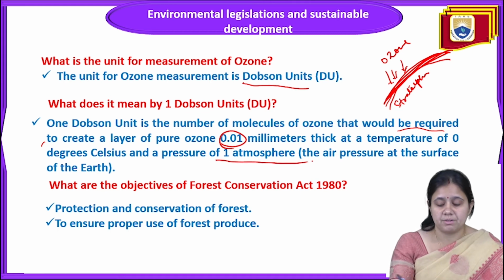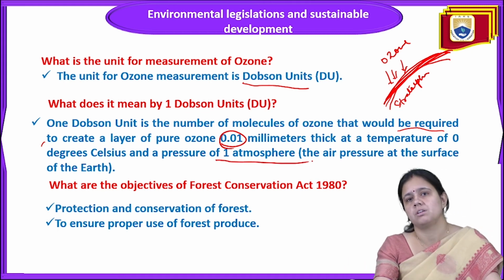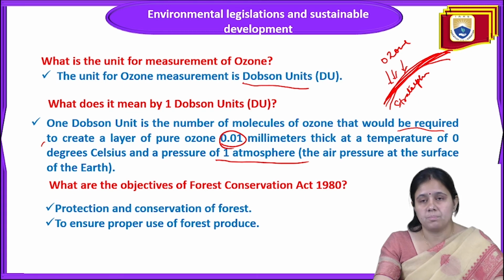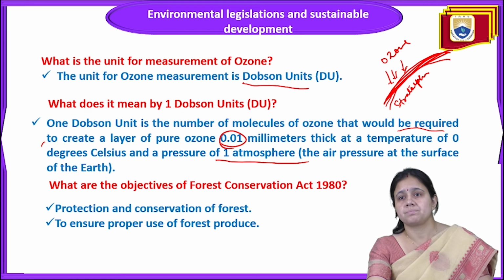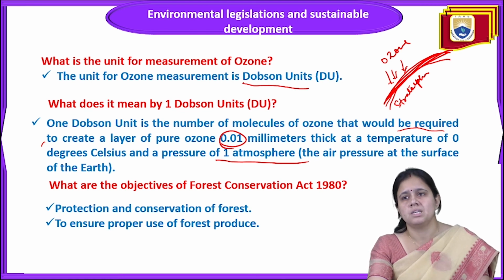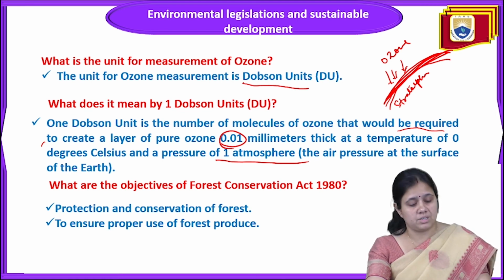And 1 atmosphere pressure is the pressure at the surface of the earth. So that is 1 Dobson unit, 1 DU. Ozone can be measured in the Dobson unit, and 1 Dobson unit represents the layer that would be required to make pure ozone 0.01 millimeter thick at a temperature of 0 degrees Celsius and a pressure of 1 atmosphere. 1 atmosphere pressure means the air pressure at the surface of the earth.